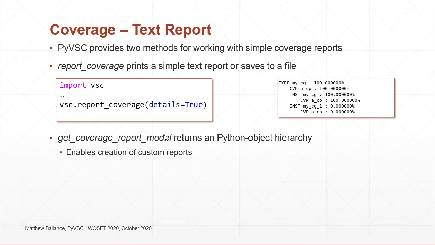The second aspect of integration is how we get coverage data out of the PyVSC library. We have two mechanisms for producing simple text-like reports. One is the actual coverage report method, and this prints either to the console or to a file a simple coverage report that looks like this. It's hierarchical, and it specifies the level of coverage achieved on the cover group types and instances that are defined. There's also a get coverage report model method that returns a Python object that has a similar structure to this that you could use to create custom reports.